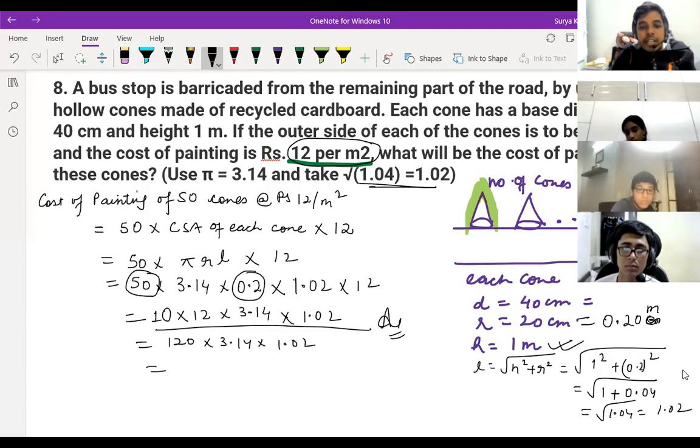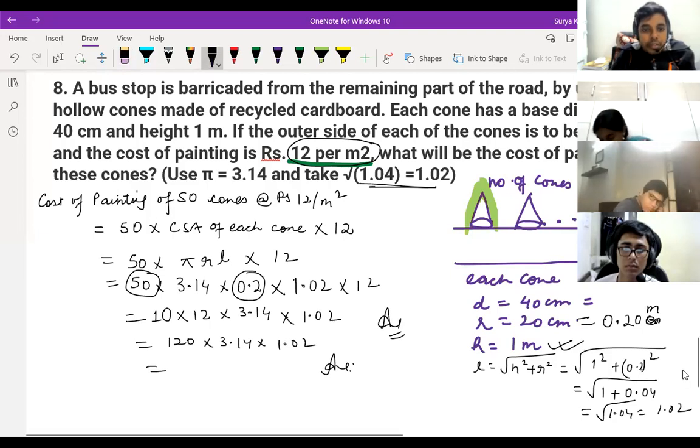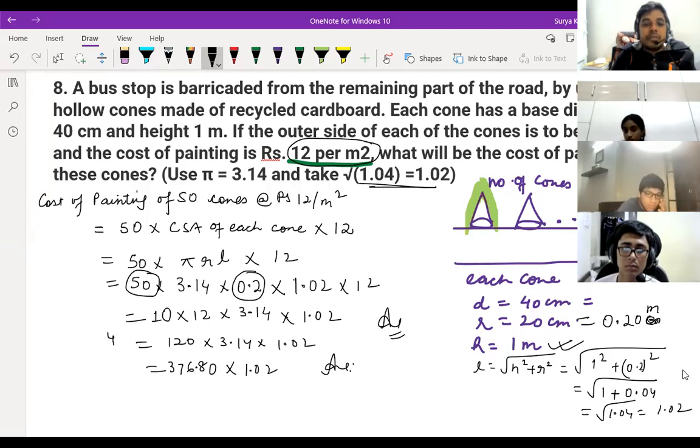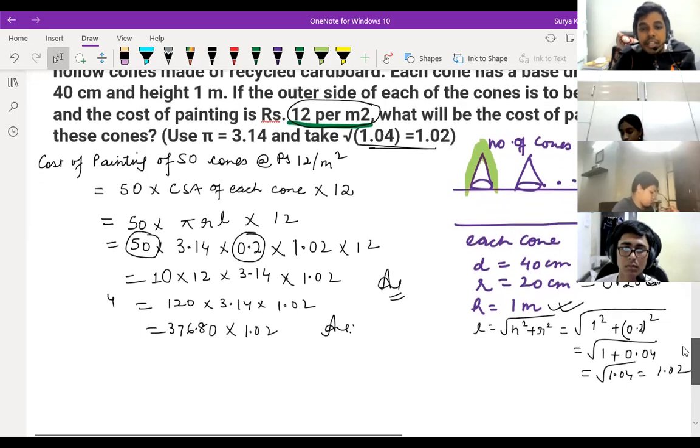Just check, children, what you are getting as the answer. You multiply this one and get the answer for this. So 12 fours are 48, carry 4. 12 ones are 12, 12 and 4, 16. 36 and 1, 37. 0, 367.80 into 1.02. Again, you should do. I think it's coming around 380. Check. 380, 390, something like that.